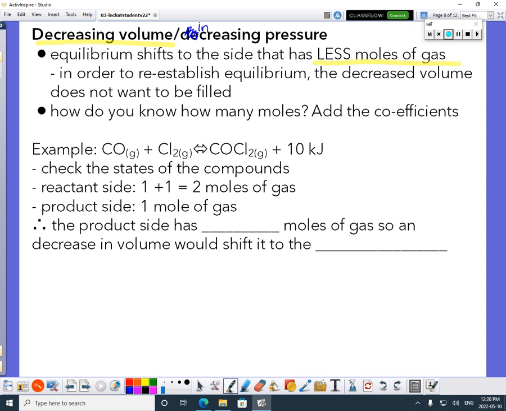So again, how do you figure out how many moles? You just have to add the coefficients. This is the same reaction, but we'll go through the same things again. Are they all gases? Gas, gas, gas. Yes, they are. The reactant side has 1 plus 1. The product side only has 1 mole of gas, so it has less. So a decrease in volume. How would it shift? I thought they were going to say right or forward.